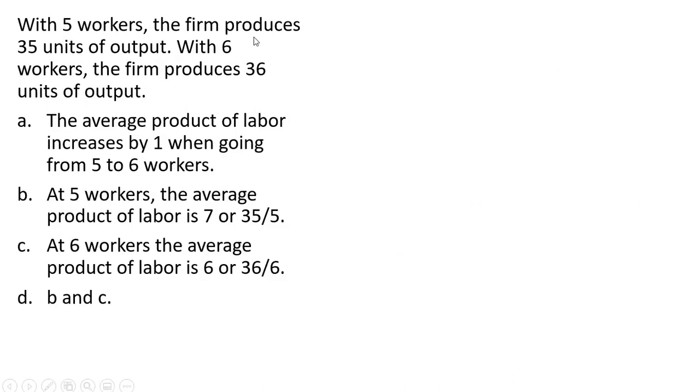With 5 workers, the firm produces 35 units of output. With 6 workers, the firm produces 36 units of output. A, the average product of labor increases by 1 when going from 5 to 6 workers. No, the marginal product of labor increases by 1. So when we go from 5 to 6 workers, output increases by 1, so that would be the marginal product of labor. B, at 5 workers, the average product of labor is 7, or 35 divided by 5. That's correct. C, at 6 workers, the average product of labor is 6, or 36 divided by 6, so that is correct. The correct answer here then is D. Answers B and C are correct.